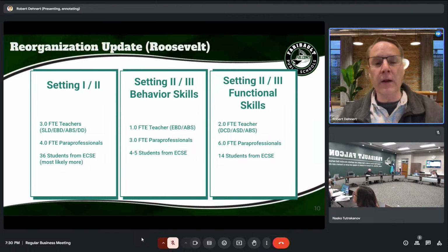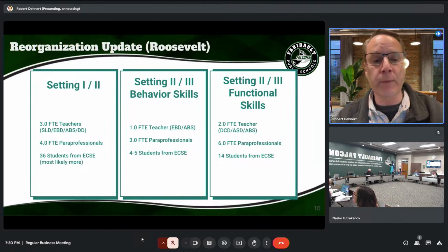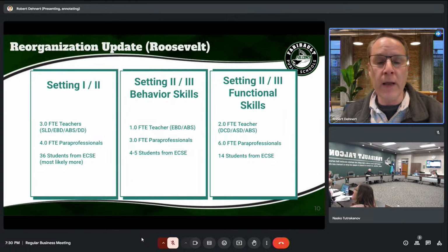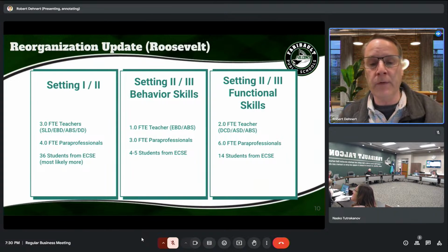This is, again, another way to look at it with Roosevelt, with all the different Setting classrooms all together. I'm looking at 3 FTEs of teachers in the Setting 1 program and 2 programs, 1 FTE in a behavioral skills classroom, and then 2 FTEs to absorb the 14 students that we're getting from early childhood who need a Setting 3 functional skills program.